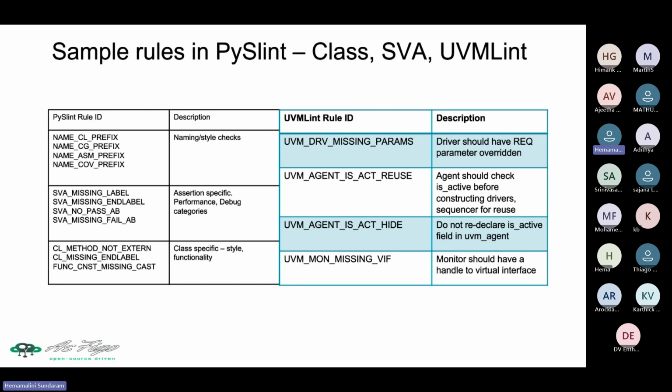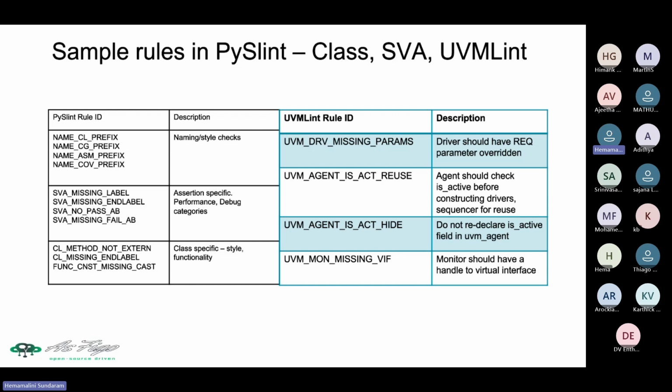And then you have the assertion specific performance and debug categories, wherein you have missing label, missing end label. We have used this many times. And then there is no pass AB, and then missing fail AB. So here the rules we use are UVM agent act hide and UVM agent act reuse. The agent should check is active before constructing drivers and sequencers for the reuse. We are going to see some examples further.